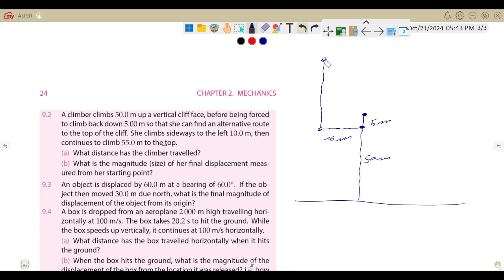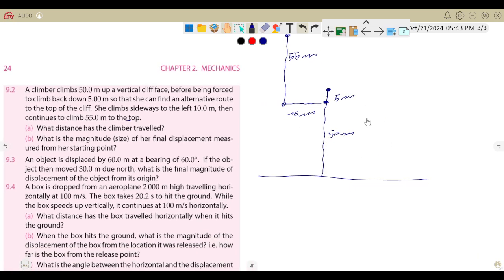55 meters to the top. Now what is the distance the climber has traveled? Again, we need to add all the distance traveled. That means what? What do you think?